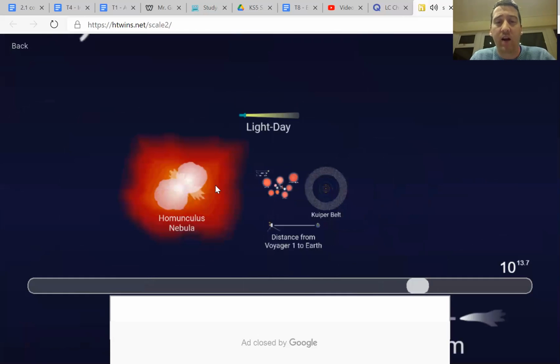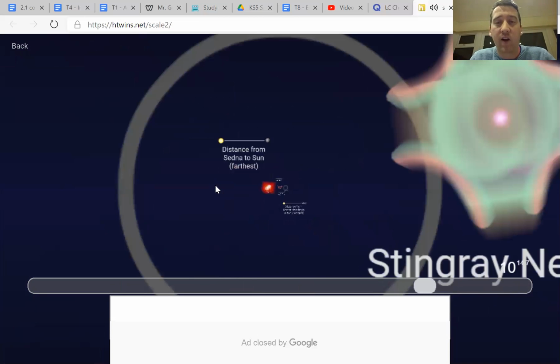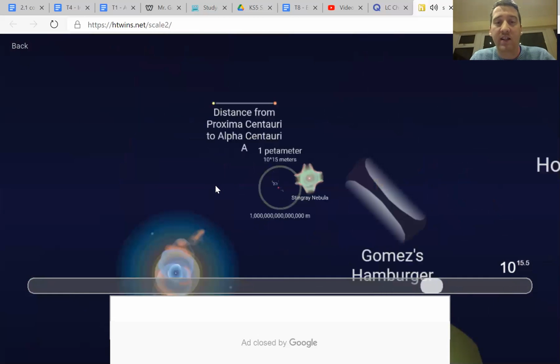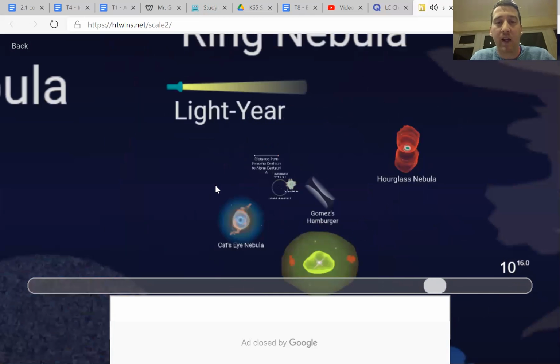Look how far out we are here, bigger and bigger and bigger and bigger. And this stuff here is crazy stuff, 10 to the 15. So that's 10 with 15 zeros after it. See that big number? Massive amounts of meters.